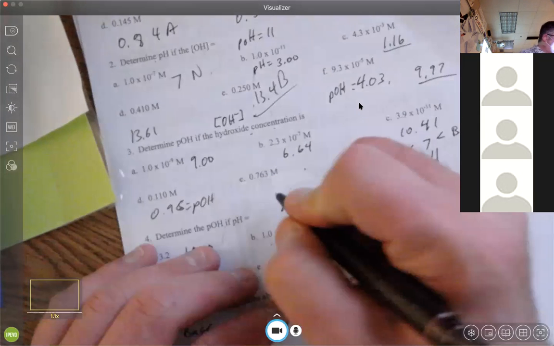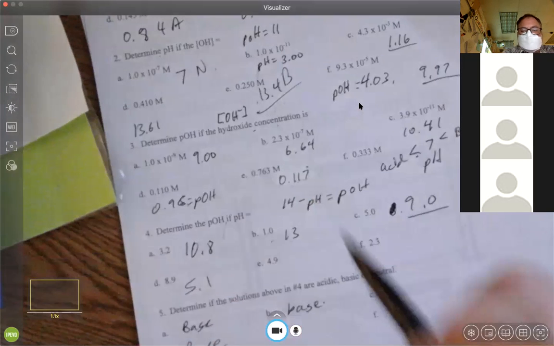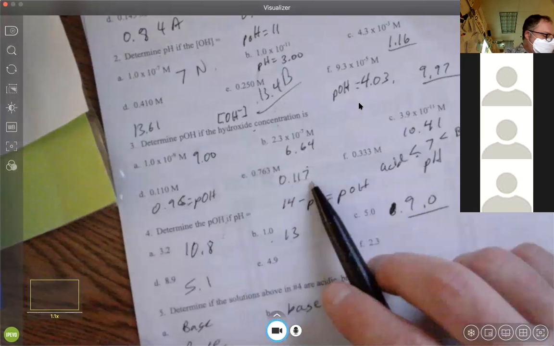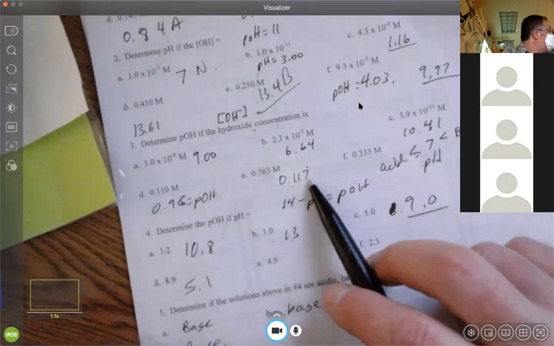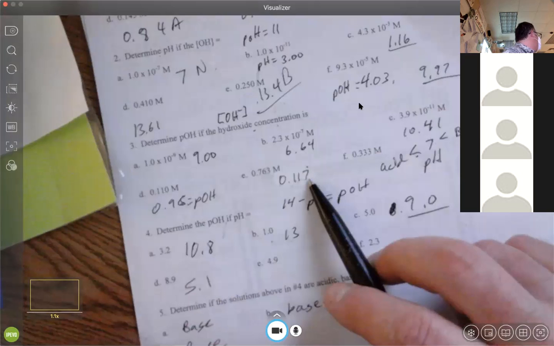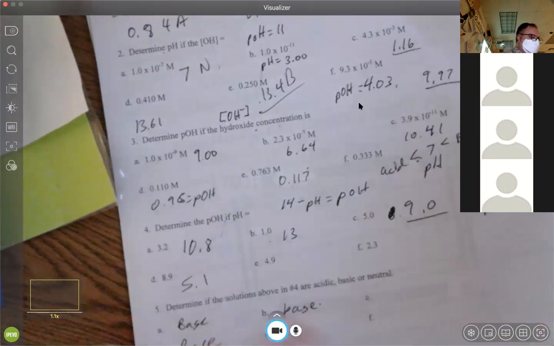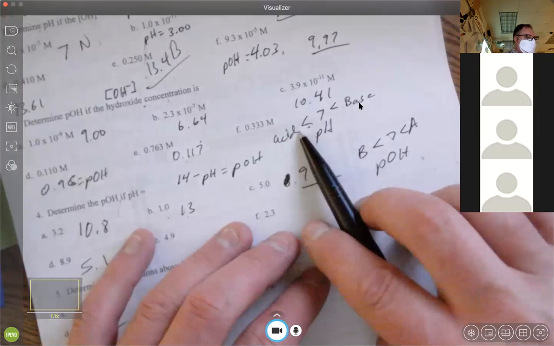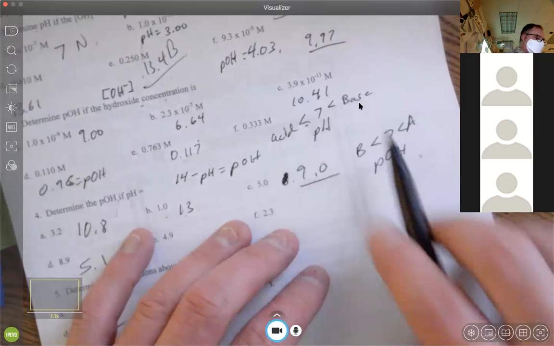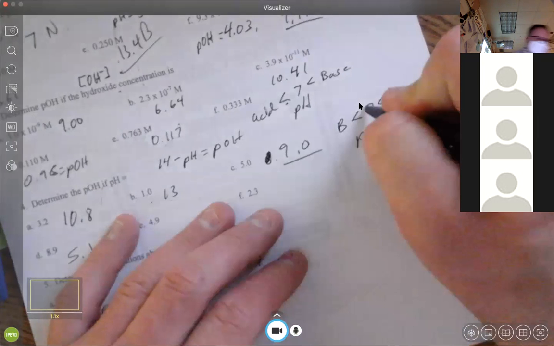Now, a hard thing, and we went over this yesterday, is this is the pOH. So is this an acid or a base? If the pOH is 0.1175. It's a pOH. So it is a base. Remember, if it is the pH, less than 7 is an acid and greater than 7 is a base. If it's the pOH, less than 7 is a base and greater than 7 is an acid.